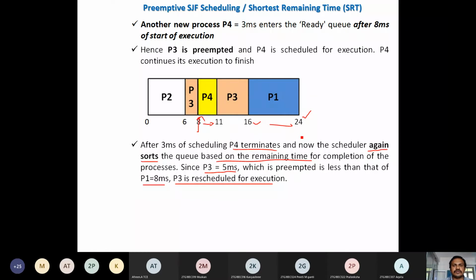Hope you got how to resolve the issue. So this is the overall system performance for all 4 processes. The total time required is 24 milliseconds. Yes, the system took 24 milliseconds only, but the processes are executed in different splits based on preemption.